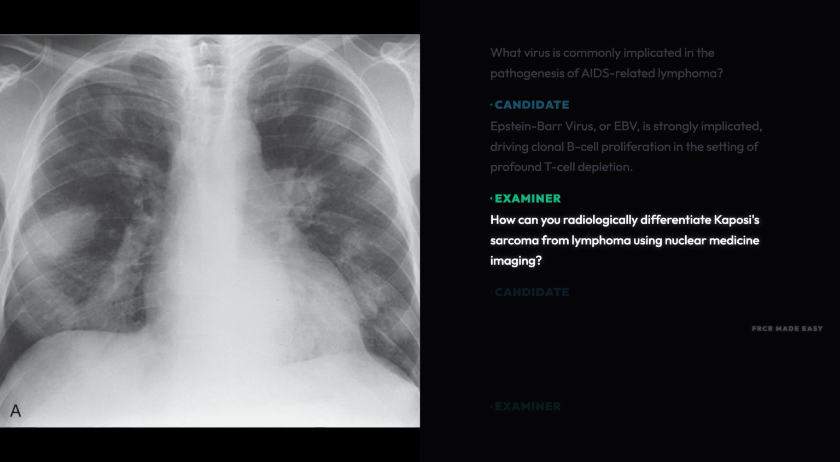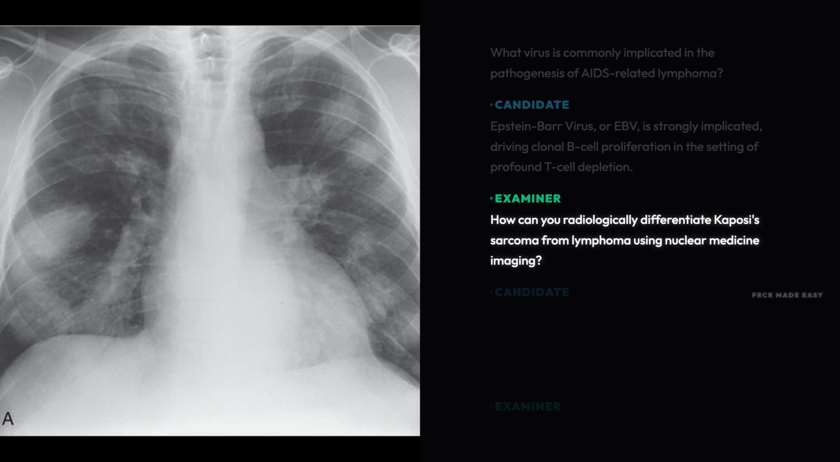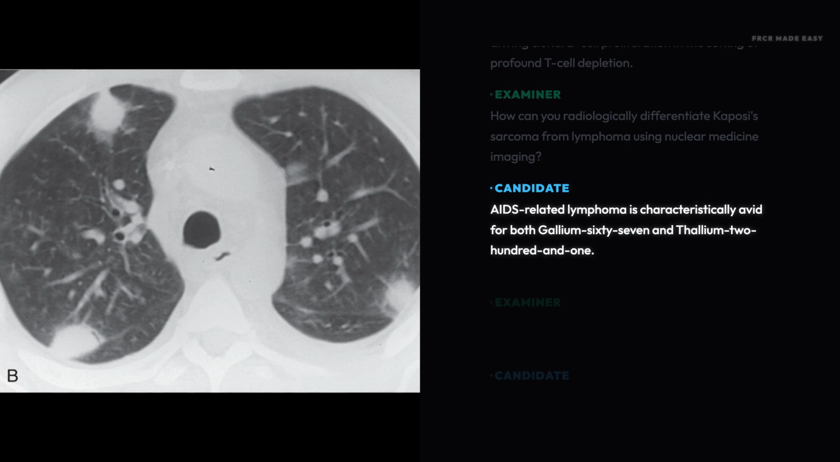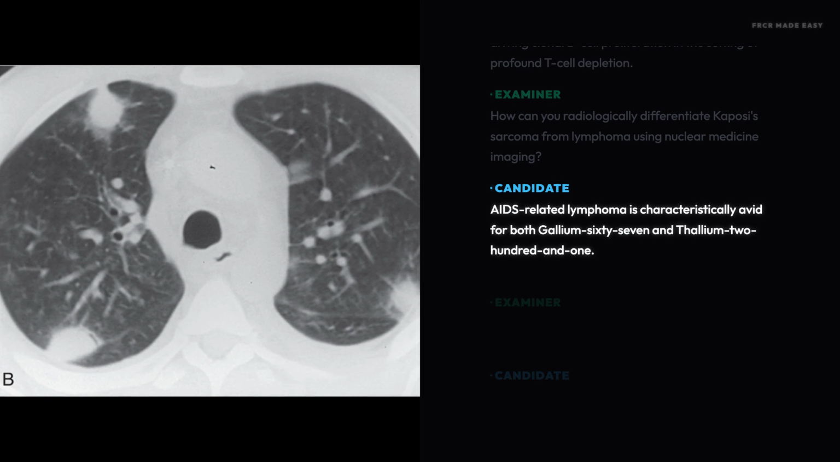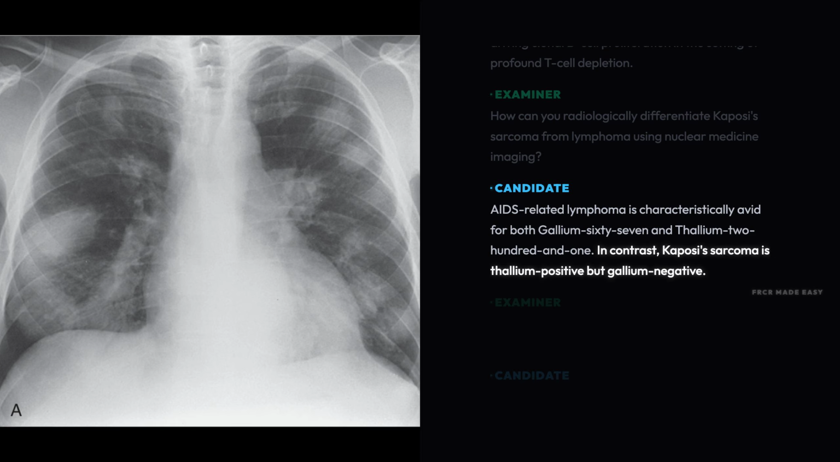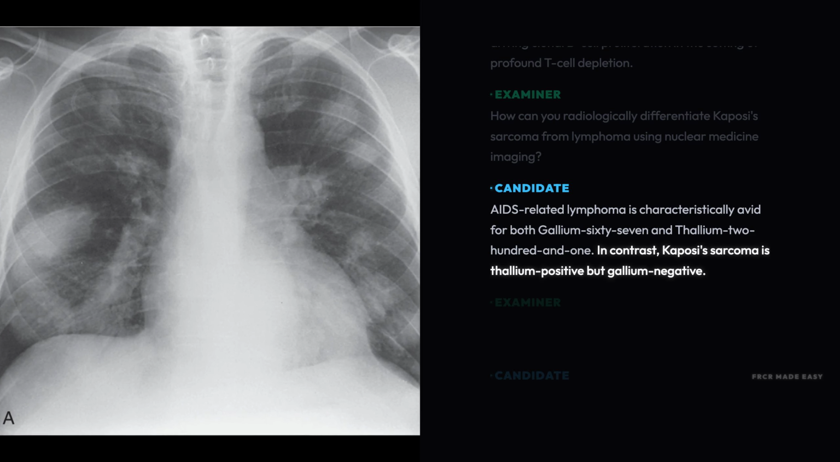How can you radiologically differentiate Kaposi's sarcoma from lymphoma using nuclear medicine imaging? AIDS-related lymphoma is characteristically avid for both gallium-67 and thallium-201. In contrast, Kaposi's sarcoma is thallium-positive but gallium-negative.